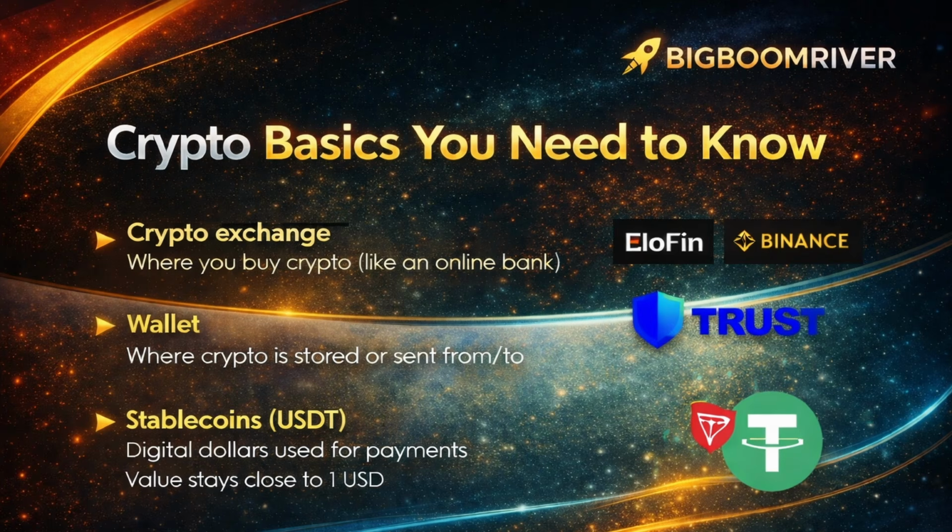And third, stablecoins. Some cryptocurrencies move a lot in price, like Bitcoin or Ethereum. But stablecoins like USDT are designed to stay stable, usually around $1. That's why they are used for payments and poker balances. And that's all you need to know before making a deposit.